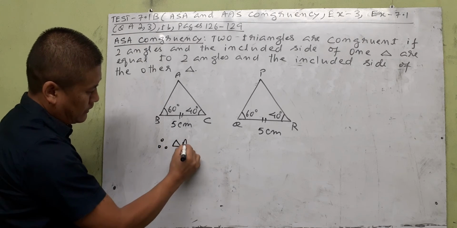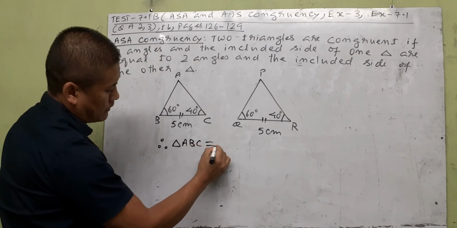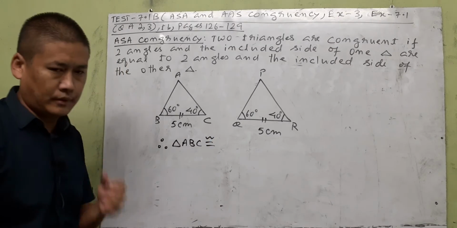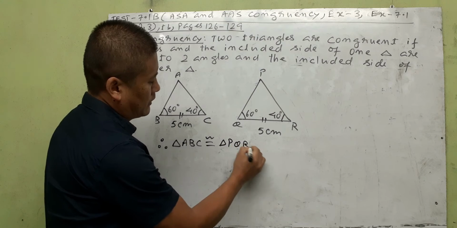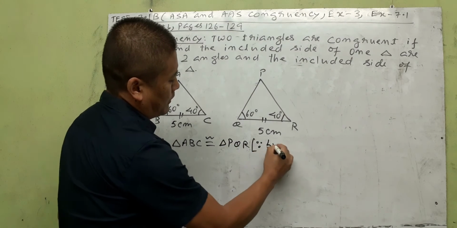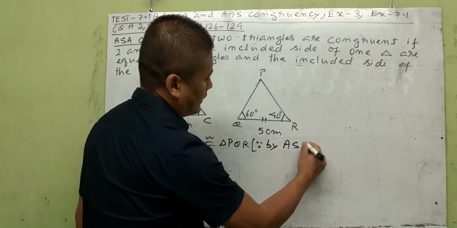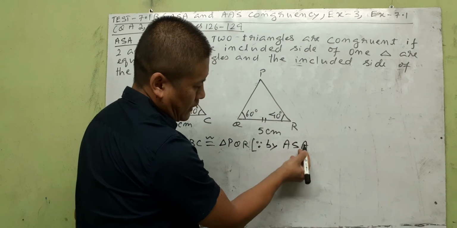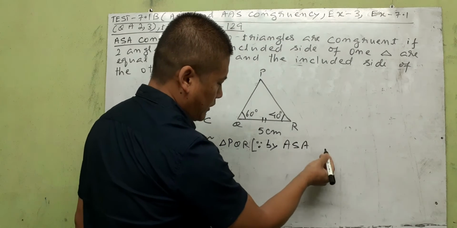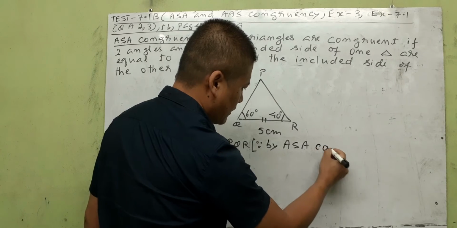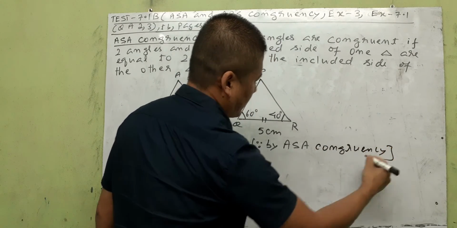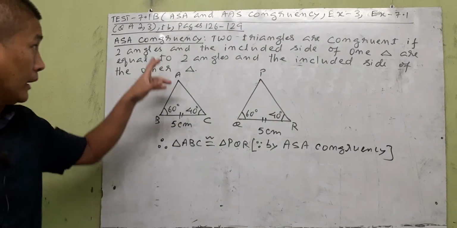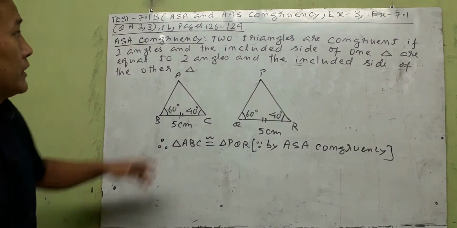So we write here triangle ABC is congruent to triangle PQR, and we would say by ASA, meaning two angles and the side between them are equal. This is the ASA congruency condition. So this is how we understand ASA. The next one is AAS.